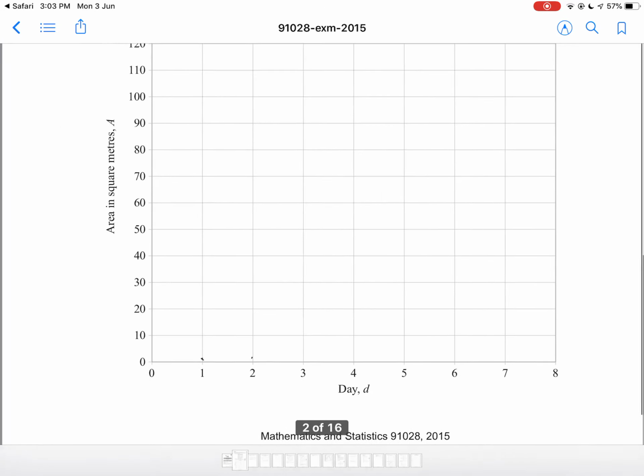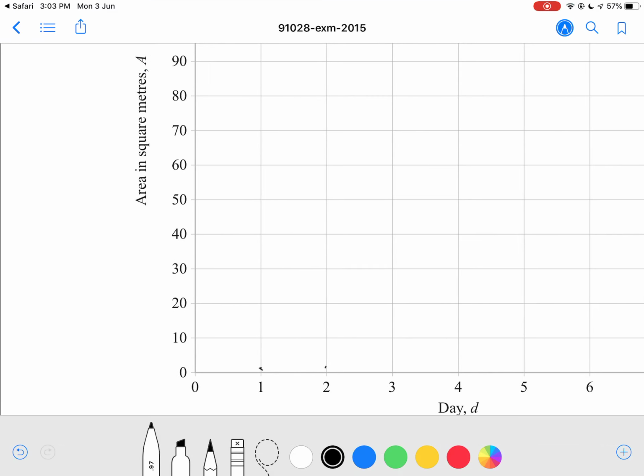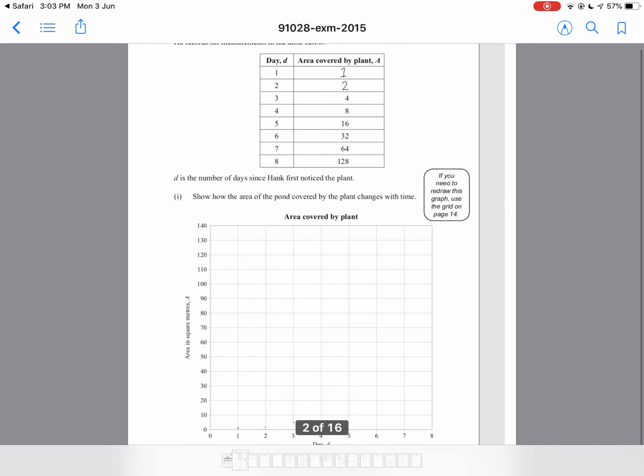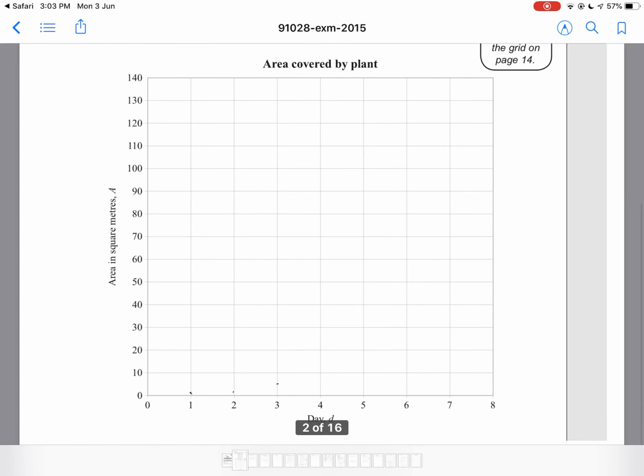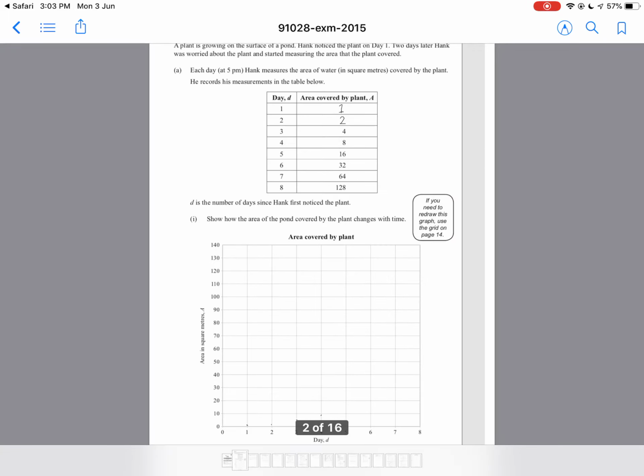Day 3 is 4. Oops. So day 3 is about, that's too much. Day 3 is about 4 meters covered. Day 4 will be 8, so it just keeps doubling. Each day it will double. So just gonna plot out the graph here.